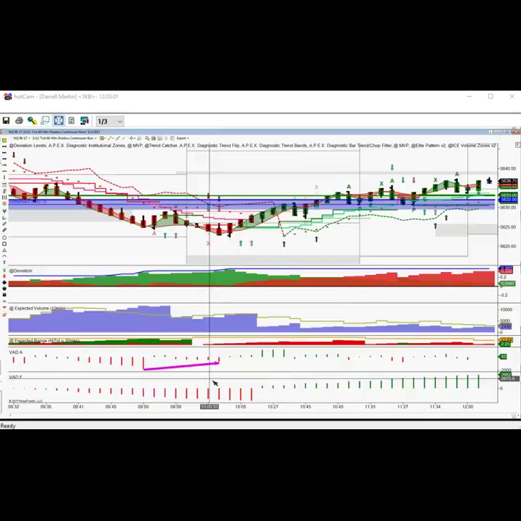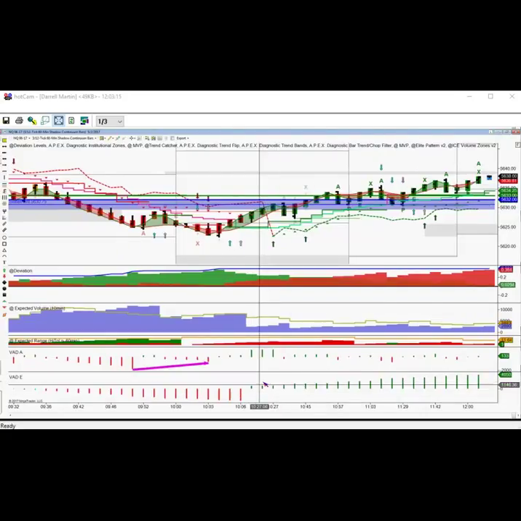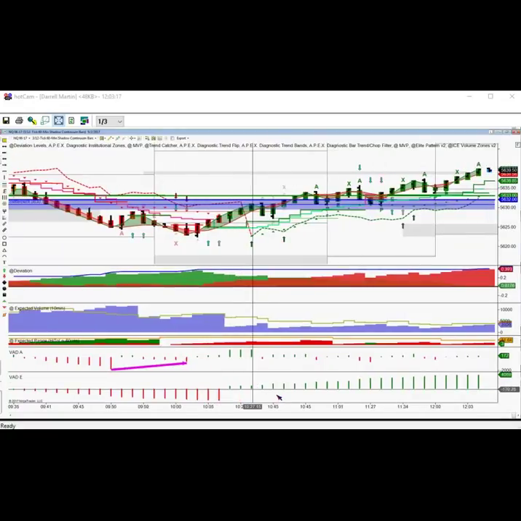What's a requirement? VAD-E. So this VAD-E, this bar closes. It's green. Can I go long? Do I have a divergence with a long trend? Yes, I can take that right there.